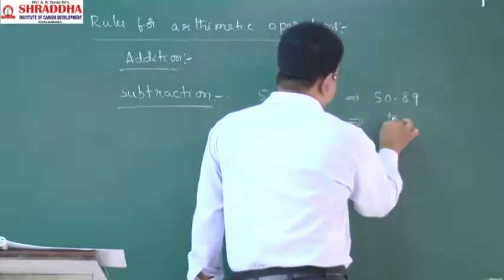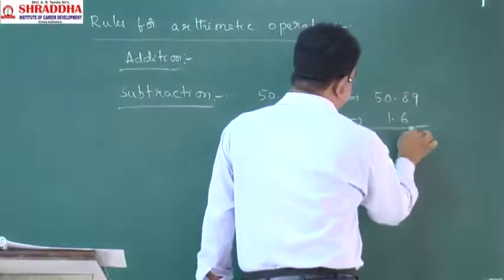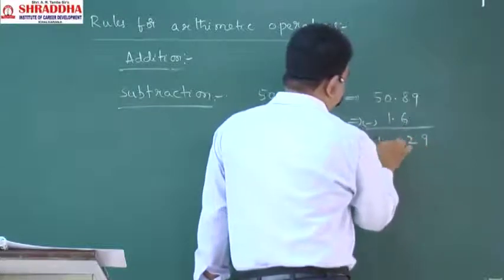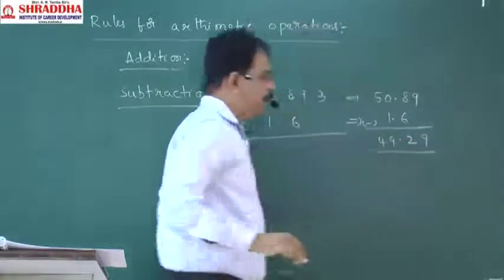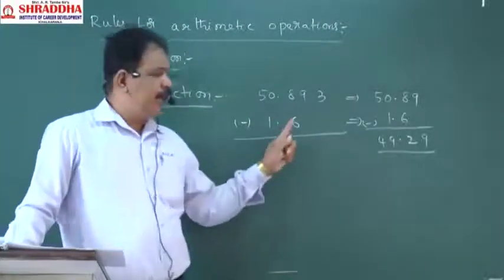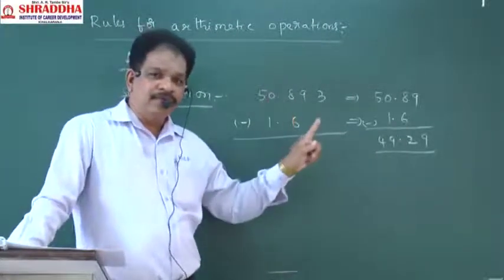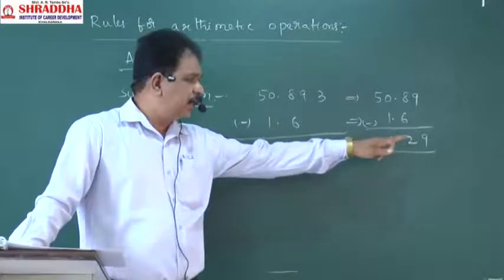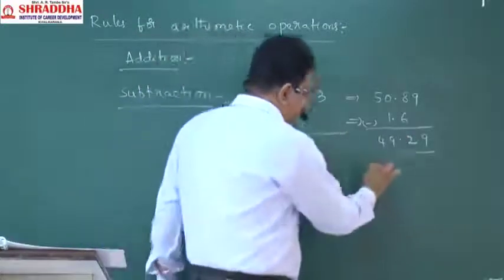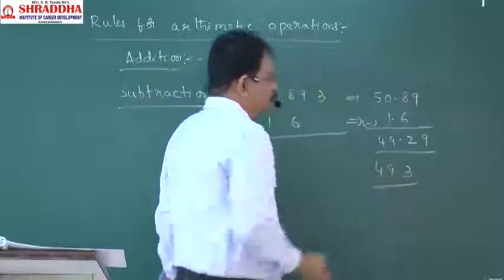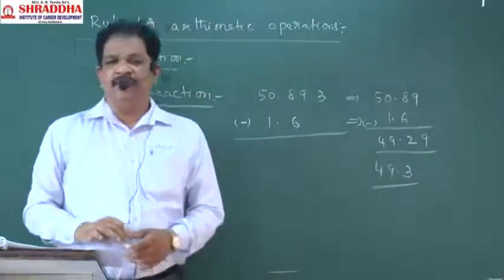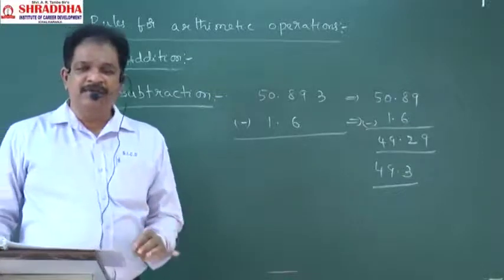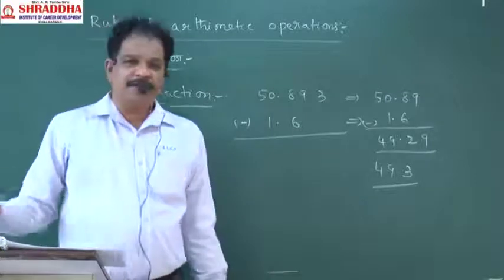50.89. The other value will be 1.6. Do that operation: 49.29. But the final answer will have only one significant figure after the decimal point. So discard that 9. The preceding digit will be increased by 1. So 49.3 will be the answer. Is that understood? Those are the rules for doing addition and subtraction.